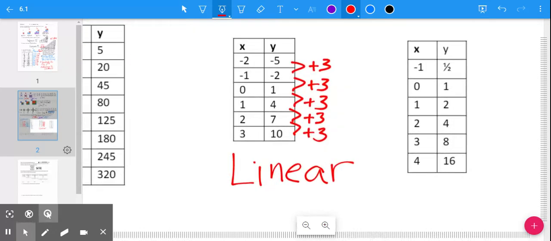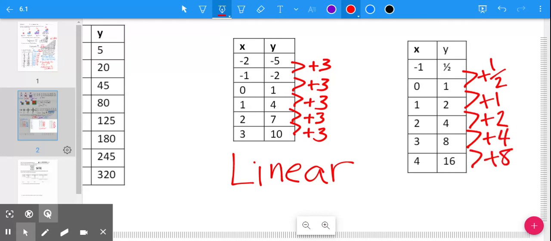The last one I want to do, if I look at this, I see that the difference between half and 1 is I'm adding half. 1 to 2, I'm adding 1. 2 to 4, I add 2. 4 to 8, add 4. 8 to 16, add 8. If you did your second difference, you would have add half, add 1, add 2.